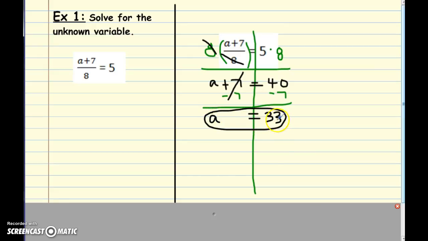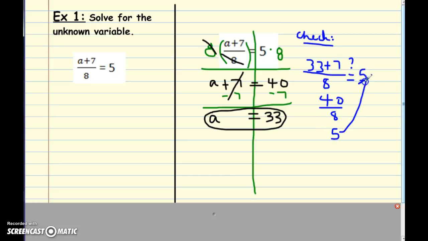And so now what we're going to do is take this 33 and plug it back in for a, we're going to check our answer, to see if this really works. So I have 33, put that in place of a. I'm going to add 7, and I'm going to divide by 8 to see if this really does equal 5. So 33 plus 7 is what? That's right, it's 40. And then 40 divided by 8 gives us 5. Is this what we wanted in the original equation? Yes, it is. So we know that 33 is our solution.